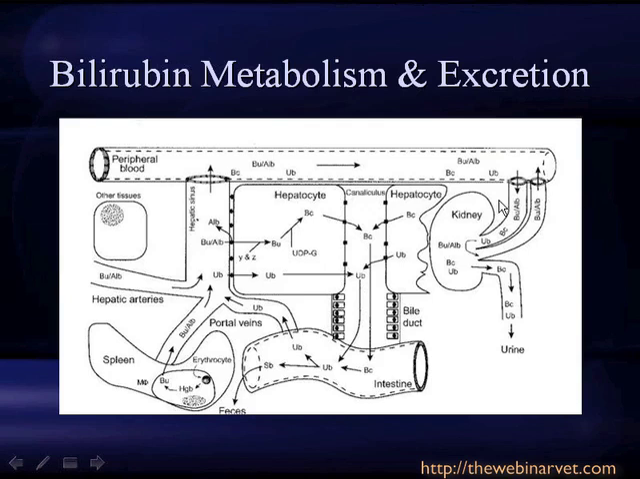And as we said in the dog, a very small amount of conjugation goes on in the kidney, and we find a little bit of bilirubin coming through in the urine as well. So that's the normal system that we're looking at.